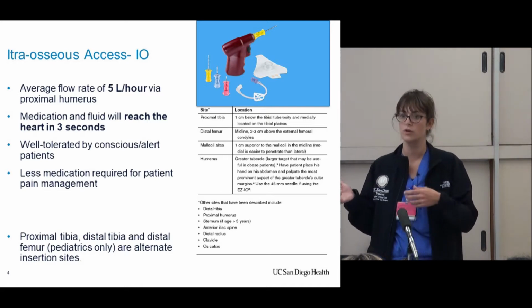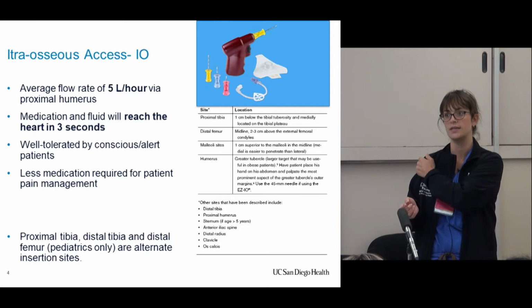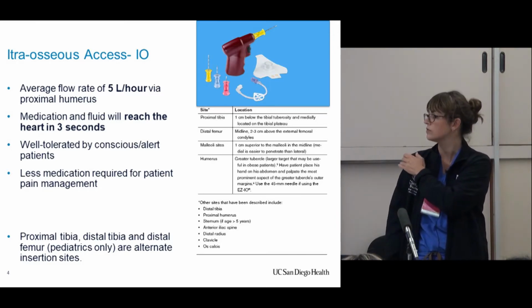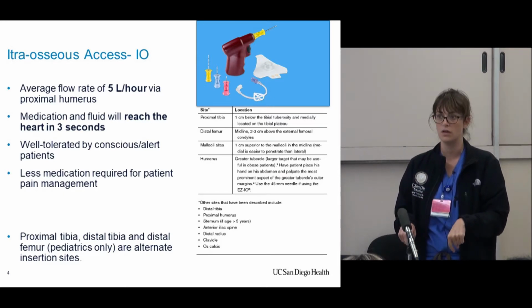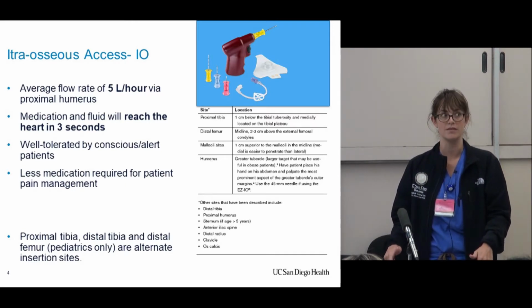You can place it in a number of locations. However, for adults, the humerus is a recommended location. In kids, it's the pre-tibial space, just below the knee. I'll show you how to do that. But you can actually place it in a couple other spots. The medial malleolus down by the ankle is an option, and in children, the distal femur, not adults, just children.